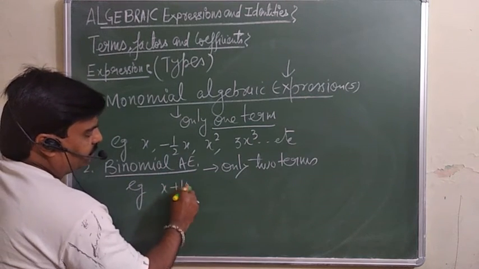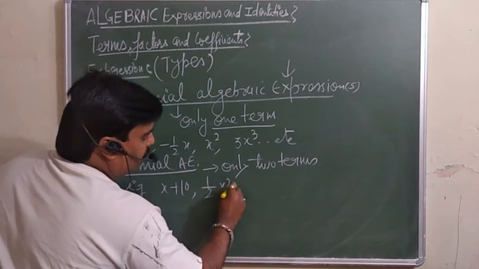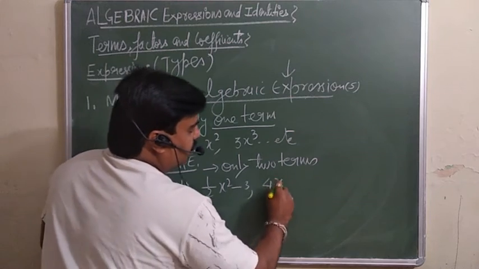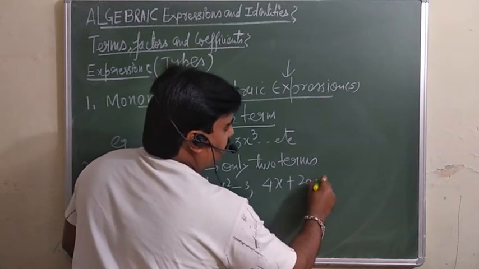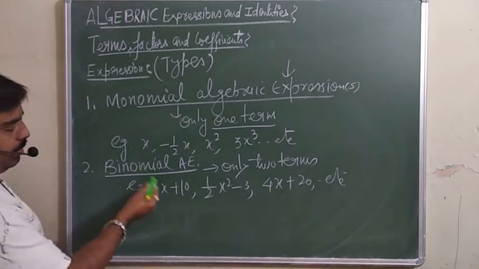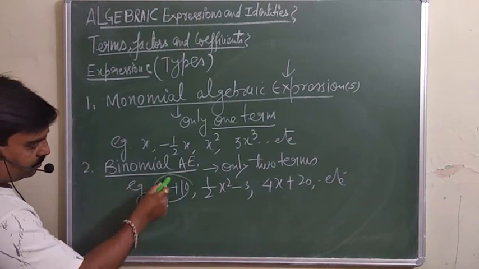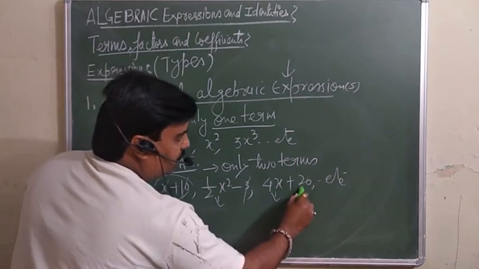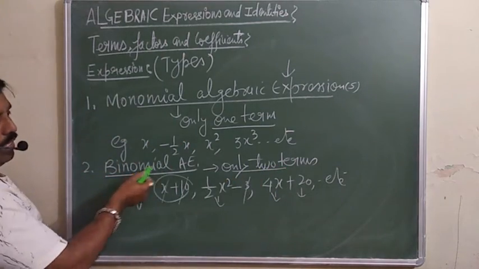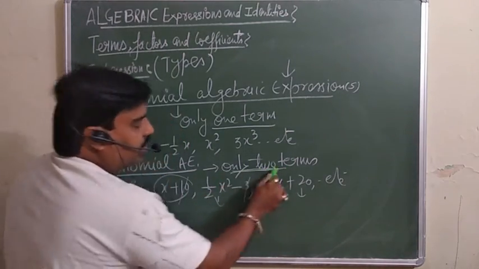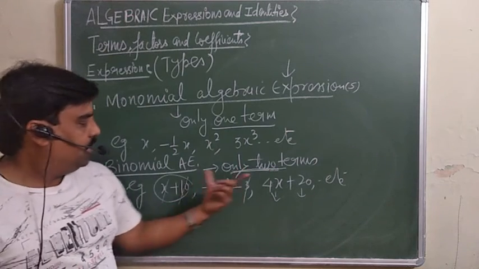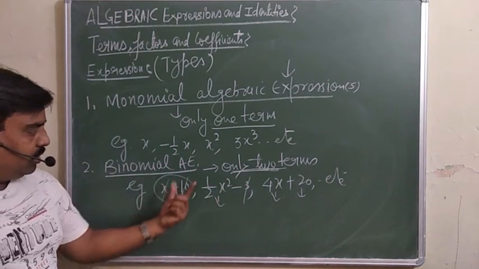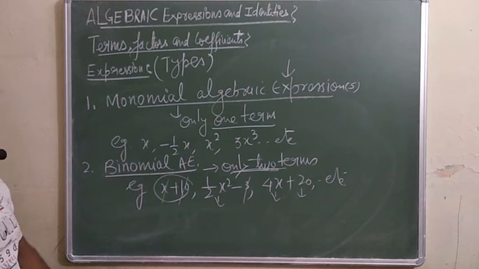जैसे x plus 10, 1 over 2x square minus 3, 4x plus 20. These are the binomial. Means number of terms are 2. Here is the 1 and this is 2. These are the binomial algebraic expressions. So only two terms are there. केवल दो term है. That expression is known as a binomial algebraic expression.